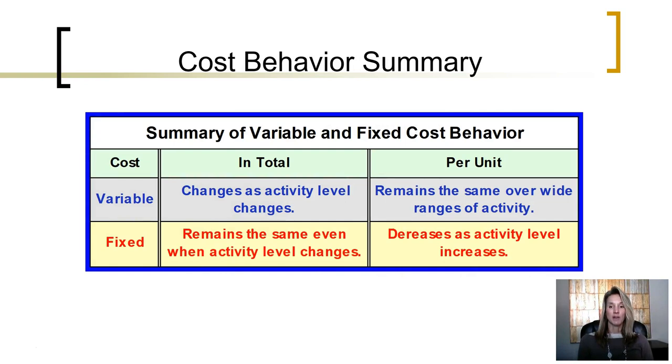Here is a summary of variable and fixed cost behavior. Variable costs in total change as the activity level changes, but on a per unit basis, variable costs stay the same. Fixed costs in total remain the same even when activity level changes. On a per unit basis, fixed costs decrease as an activity level increases.